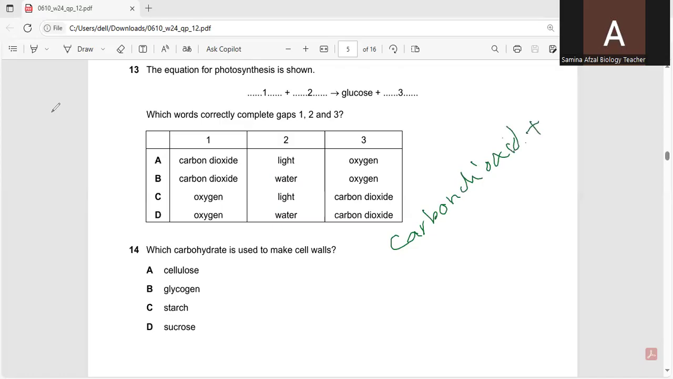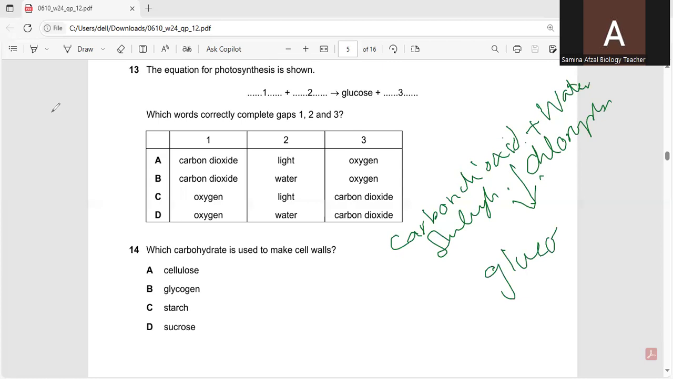plus water will give rise, in the presence of chlorophyll, sunlight, they will give rise to the glucose plus oxygen.